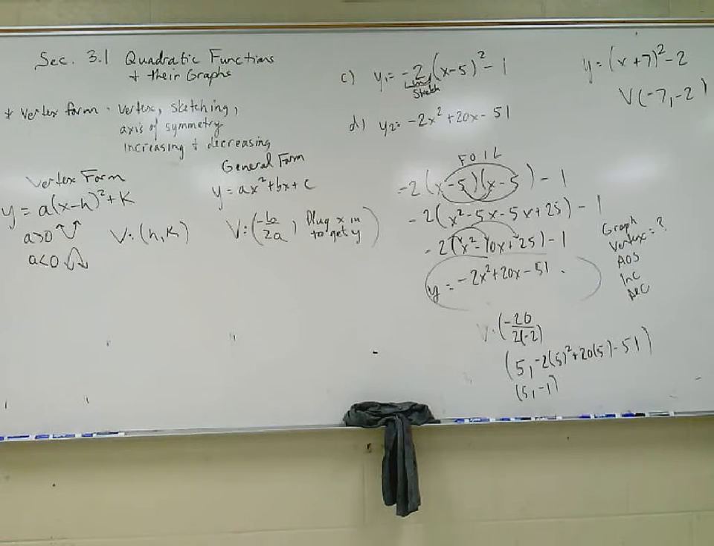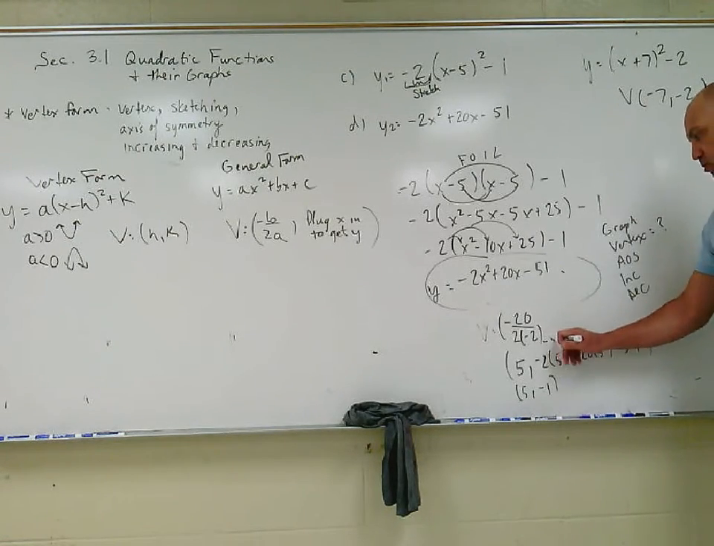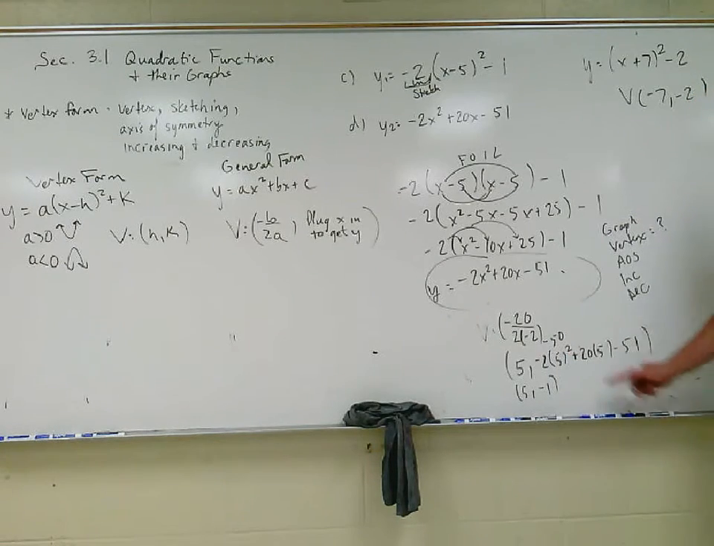What's 5 squared? 25 times -2. This should have been -50. What's 20 times 5? You don't need a calculator, silly goose. Come on. What's 20 times 5? 100.